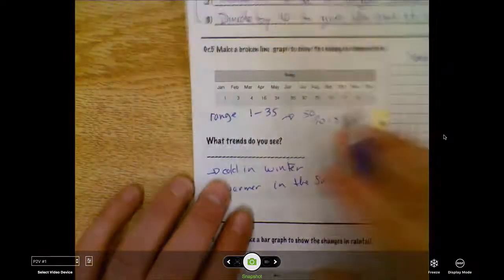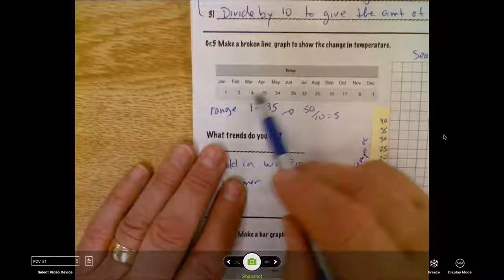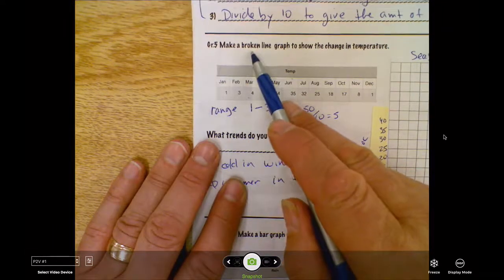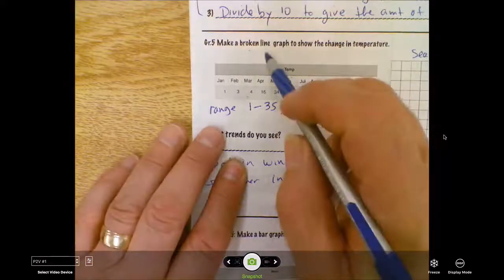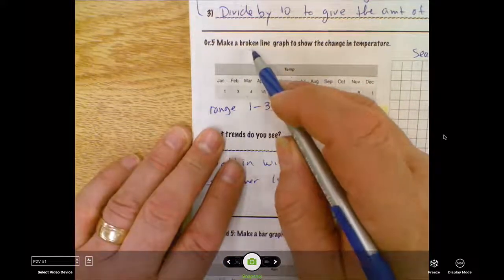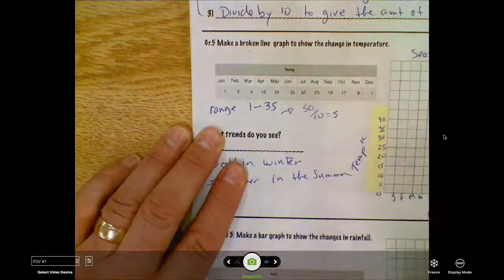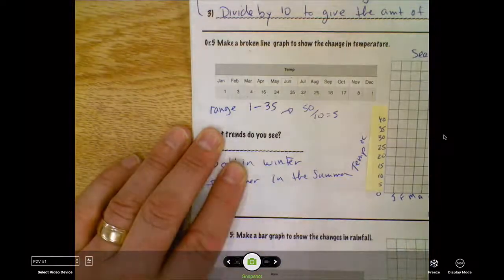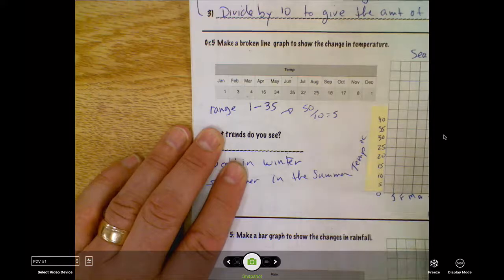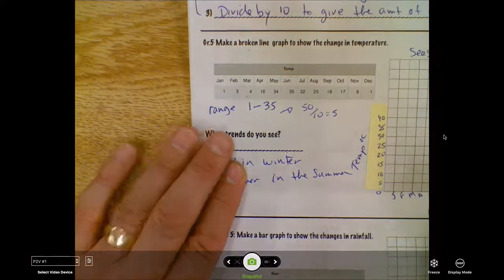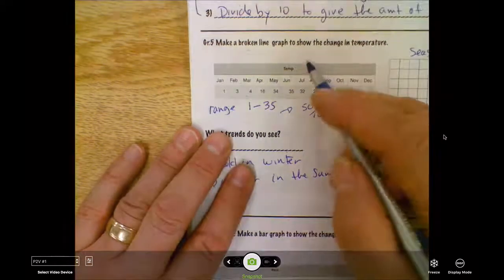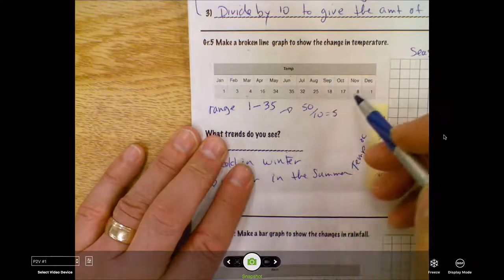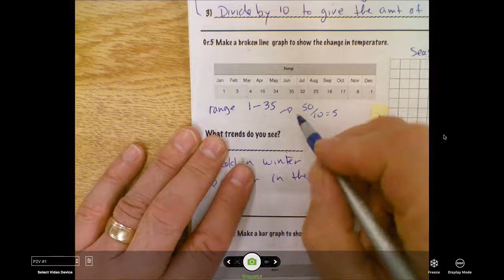Okay, so here's an example of some temperature data. This is a grade 5 question because they're going to ask for a broken line graph. Use a broken line graph when you have some data at some time points, but you don't have the data from every single day. So you make a broken line to indicate that you've got some data, but you don't have every single piece of data in between.